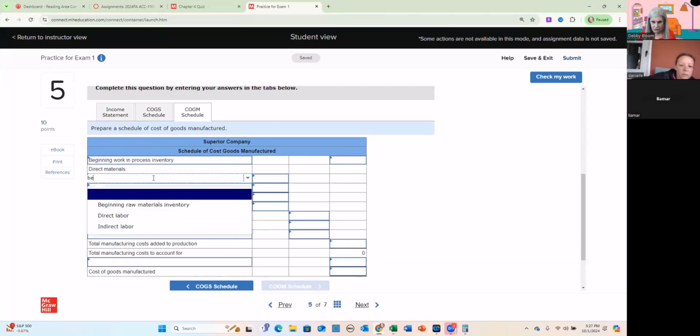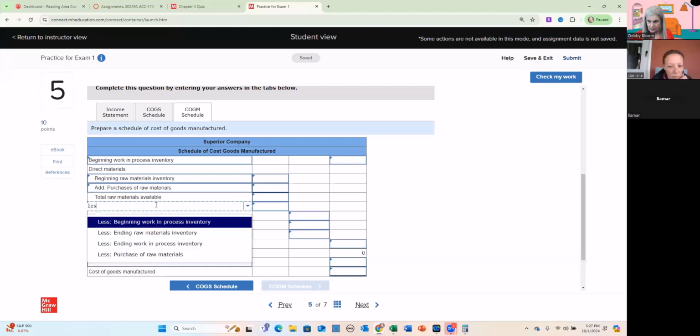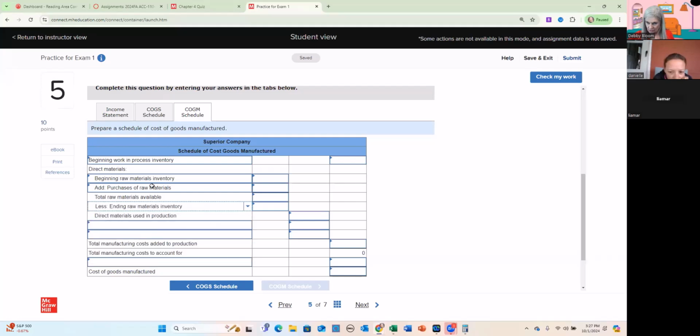So to do that, you start off with your beginning inventory of raw materials. You add your purchases of raw materials, and that gives you your raw materials available. From your raw materials available, you subtract your ending raw materials inventory. I'm making sure that I'm doing the words right this time. And you come down to your direct materials used in production.